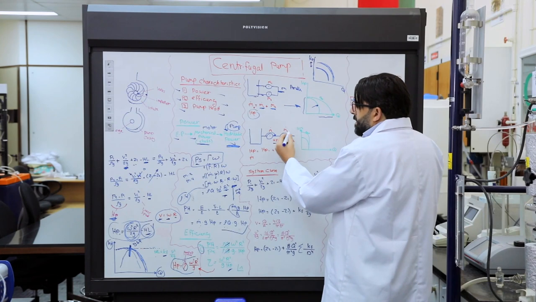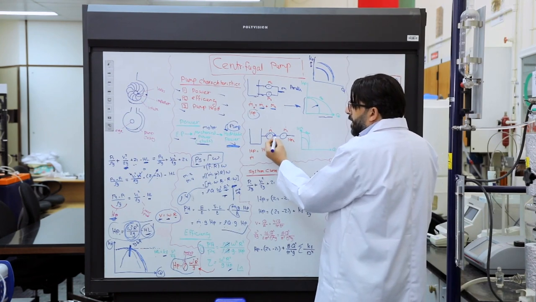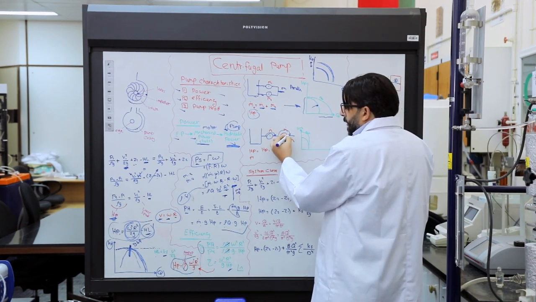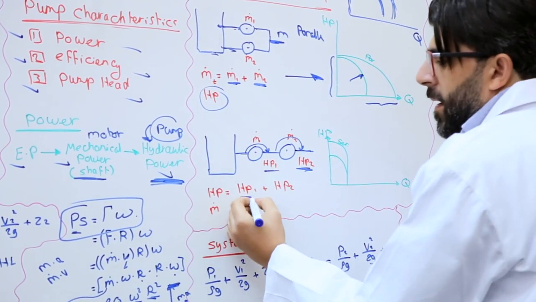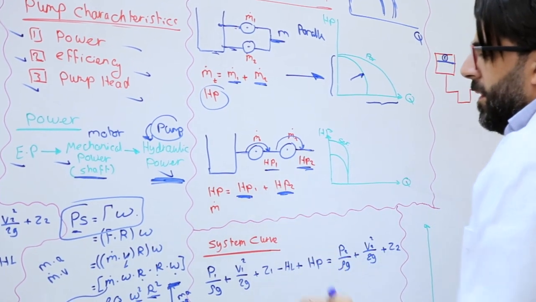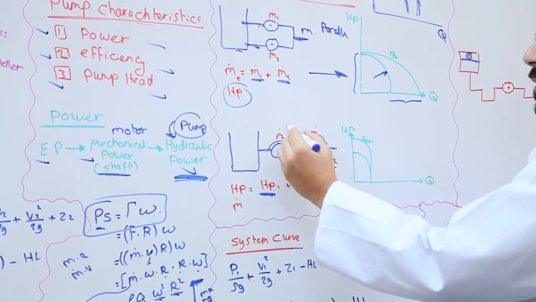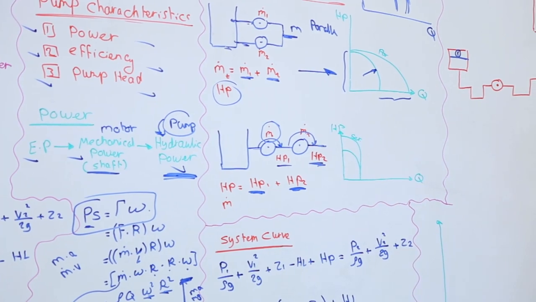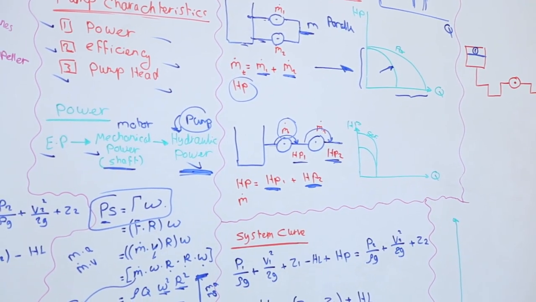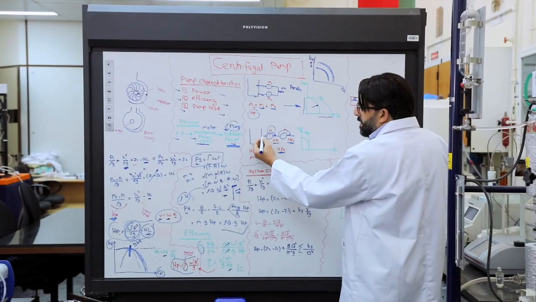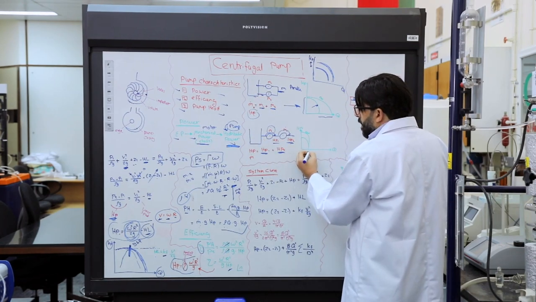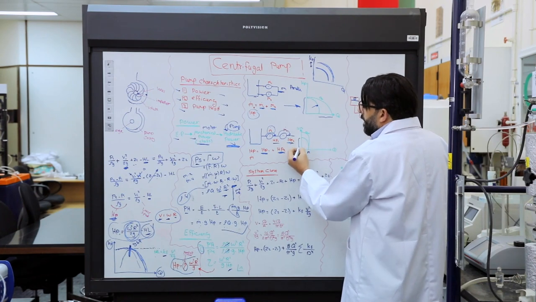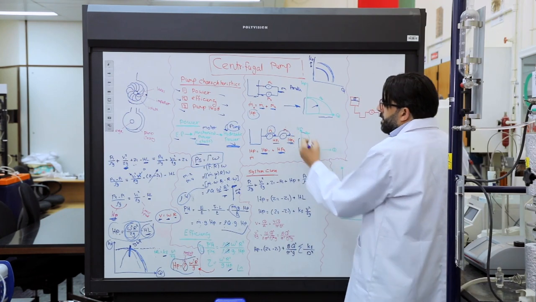Then the second pump will take the first head as inlet, so the head will be increased. So the total head will be the first head plus the second head. While, as you know, the water flow rate or the mass flow rate is a conserved quantity, so M will be the same, because we don't have two inputs, we have only one inlet. So here M or Q will be the same, while pumps put in series increase the pump head.